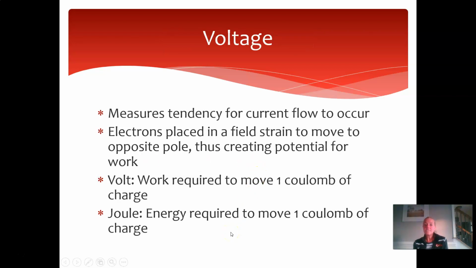Voltage is the tendency for current to flow. Electrons that are placed in a field are going to strain to move to the opposite pole, which creates a potential for work. A volt is the work required to move 1 coulomb of charge, and a joule is the energy required to move 1 coulomb of charge.